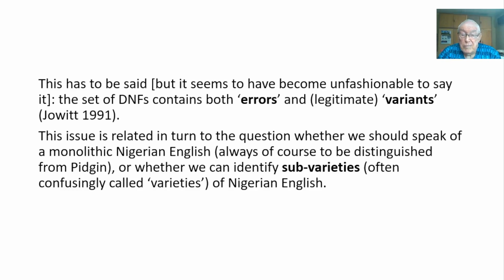This has to be said, but it seems to have become unfashionable to say it. The set of DNFs contains both errors and legitimate variants (Jowitt, 1991). This issue is related in turn to the question whether we should speak of a monolithic Nigerian English, always, of course, to be distinguished from Pidgin, or whether we can identify sub-varieties, often confusingly called varieties, of Nigerian English.